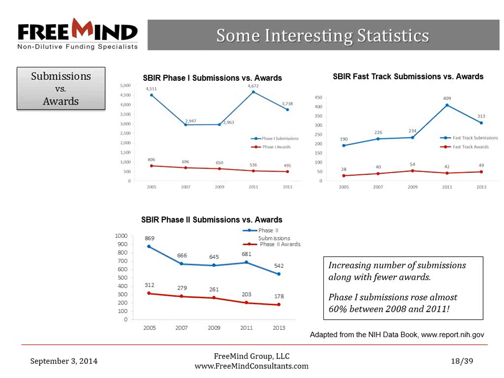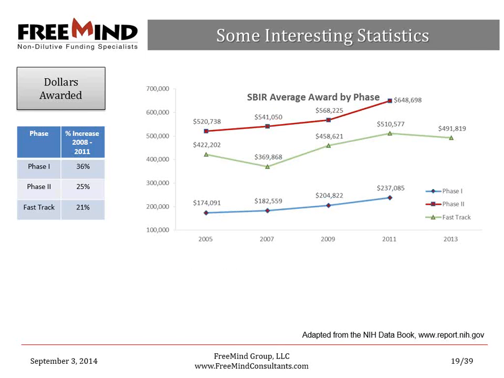Having said that, I certainly don't want you to despair and give up on these great opportunities, so let me share with you some positive numbers. In all three phases, Phase 1, Phase 2, and Fast Track, there's been an increase in the average dollars awarded over the past years. From 2005 to 2011, average dollars awarded in Phase 1 increased 36%. In Phase 2, there was a 25% increase. And for Fast Track applications, there was an increase of 21% in the average dollar award.